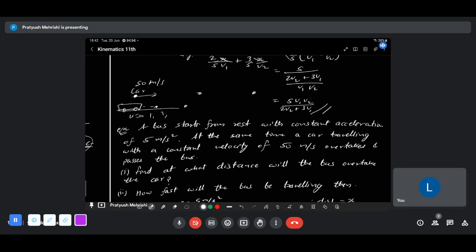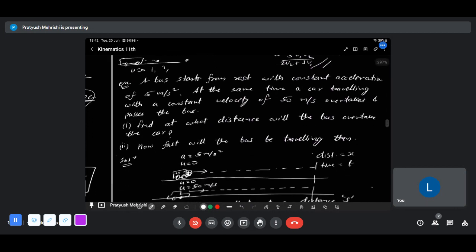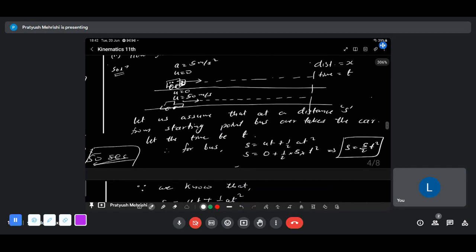So similarly, the same case is there with this bus. It is never going to overtake if its velocity is below 50. Its velocity must be greater than 50, not even equal to 50. So what we can do? We will say that let us assume at some distance s from the starting point the bus overtakes the car and let that time be t.